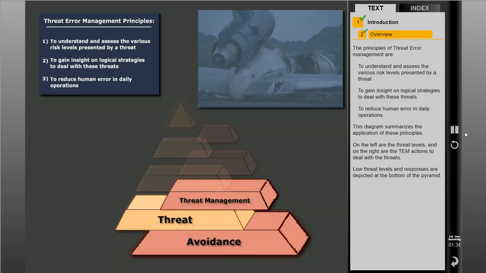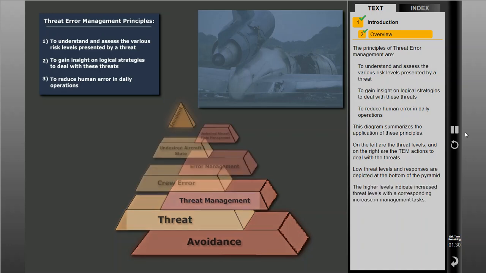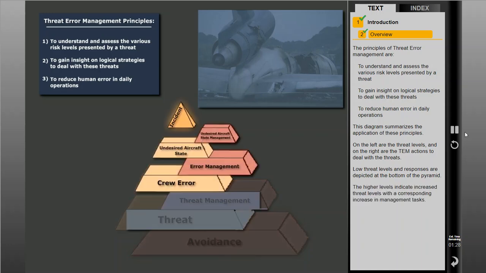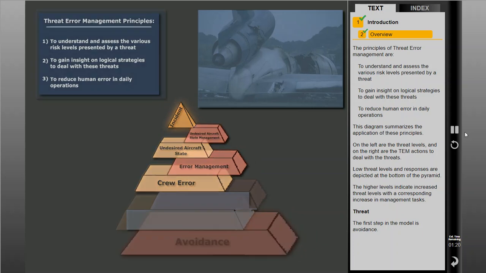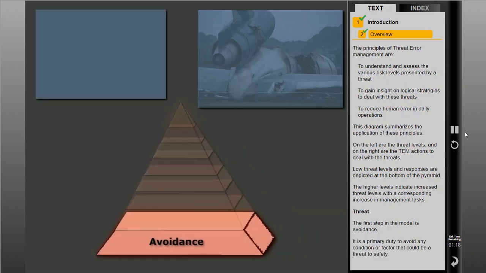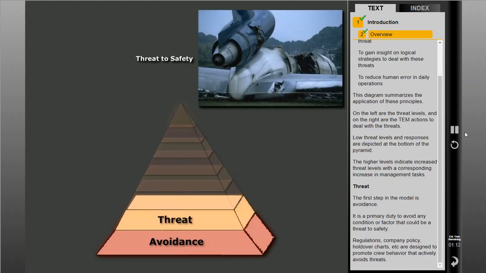Low threat levels and responses are depicted at the bottom of the pyramid. The higher levels indicate increased threat levels with a corresponding increase in management tasks. The first step in the model is avoidance. It is a primary duty to avoid any condition or factor that could be a threat to safety. Regulations, company policy, holdover charts, and so on are designed to promote crew behavior that actively avoids threats.